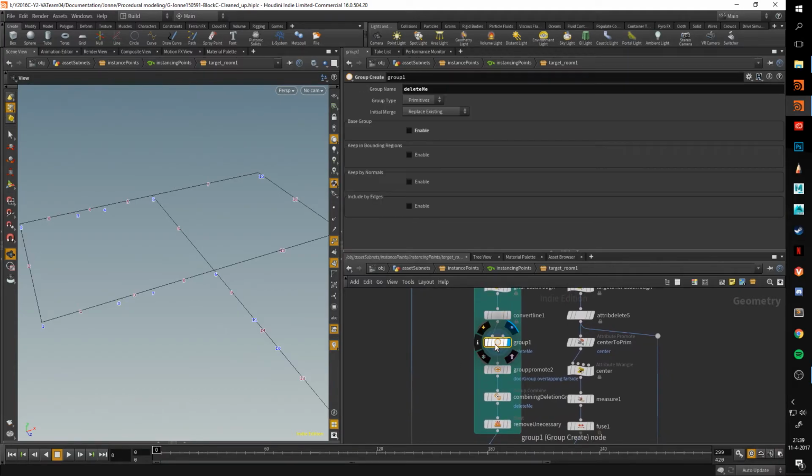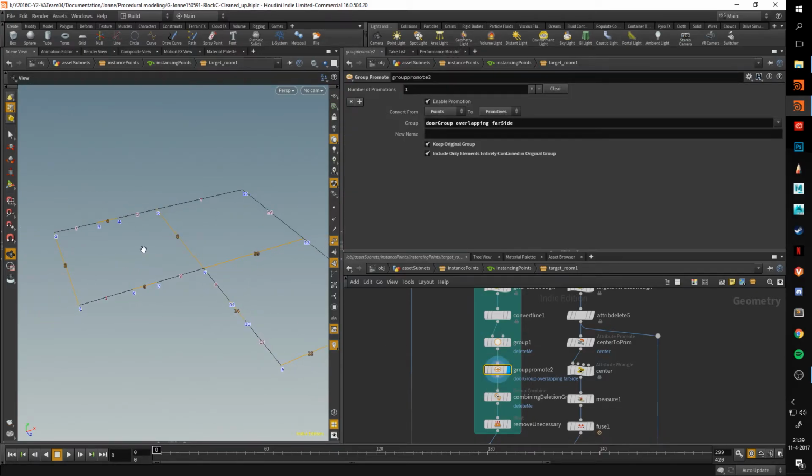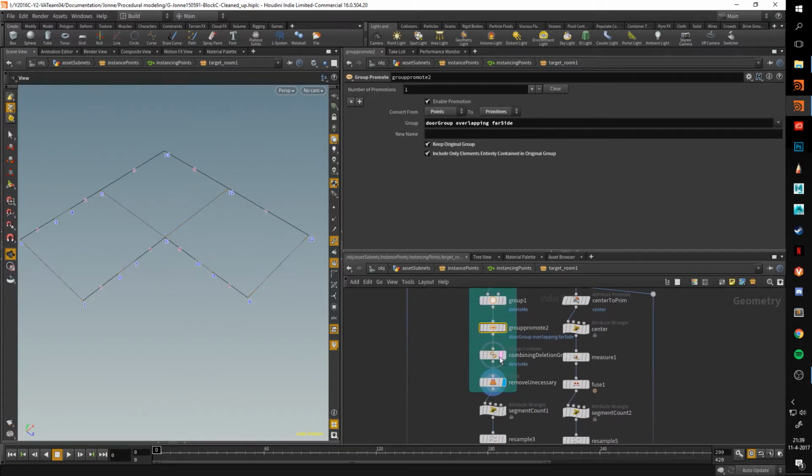And now we get to the reason why I personally like to use point groups. It's because they always persist. Even if you remove the primitives, point groups kind of persist, which is why I personally like to run things over points. So here you can see I take those door groups, overlapping group, and far side group made in the grid system to basically group anything that isn't necessary or that I don't want to directly use, and just remove it.